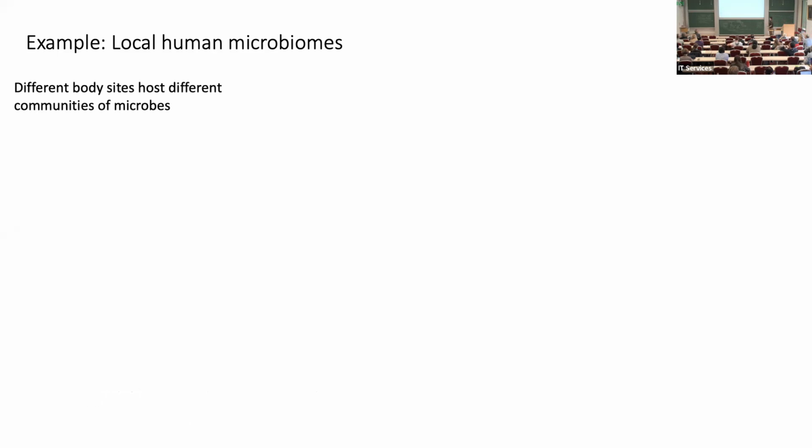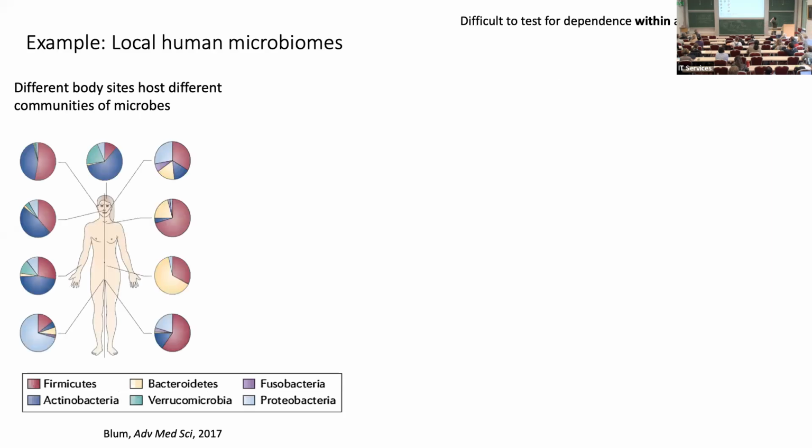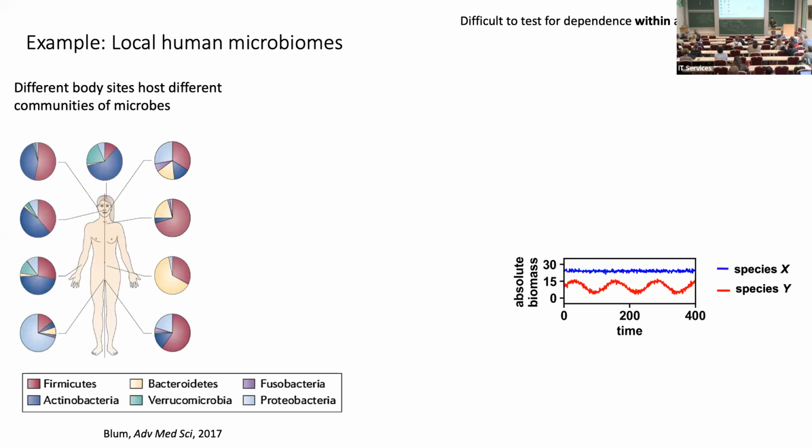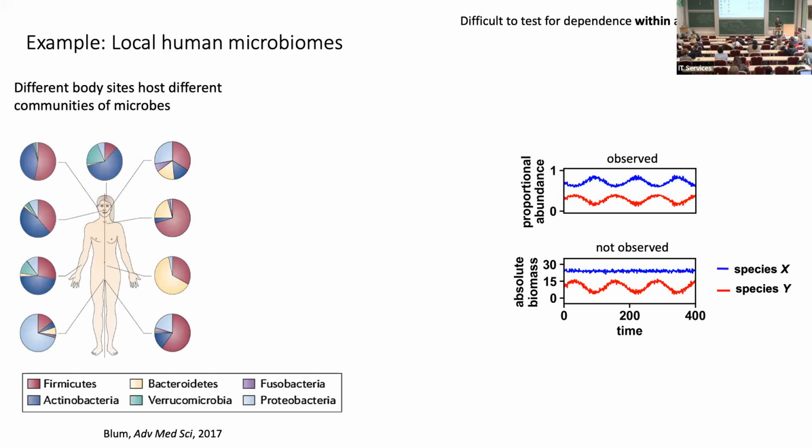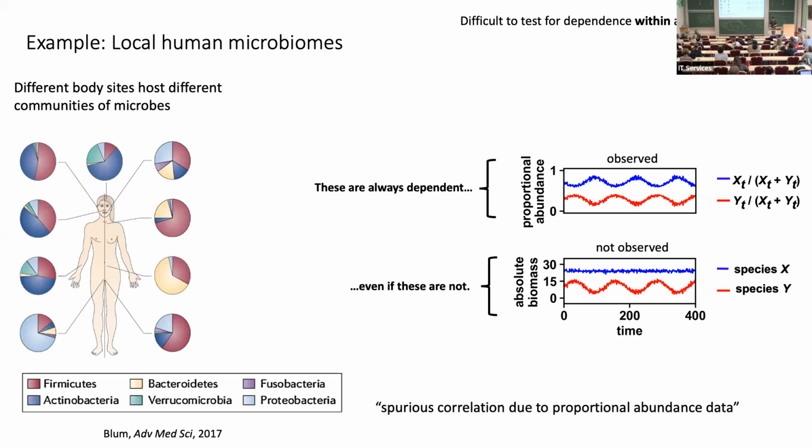So we know that different sites on the human body host different communities of microbes. It's very difficult to test for dependence within a site, because what you'd really want is the absolute biomass values. But too often these are not observed, and we really observe proportional abundances, where you divide by the total. These are trivially dependent, even if the underlying abundances are not. So you have to worry about spurious correlations, and there are efforts to deal with this, but that's beyond the scope of what I'm doing in trying to deploy this new technique.